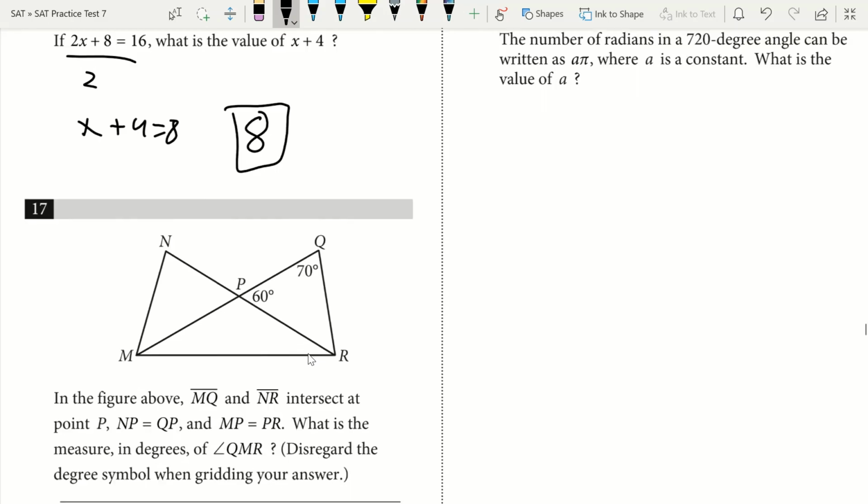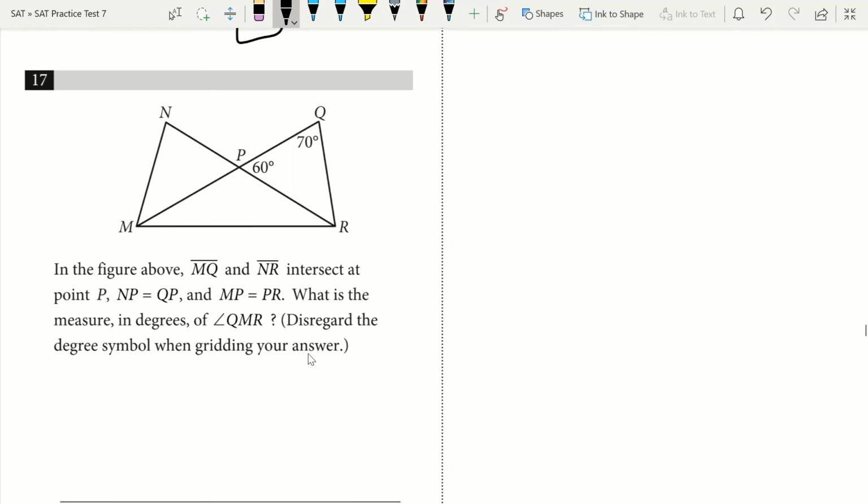Question 17. In the figure, MQ and NR intersect at point P. N to P is equal to Q to P, and M to P is equal to P to R. What is the measure of QMR? QMR is going to be my angle here. Solving for that, I see I have 60 here, which means I have to have 120 here to make this 180. Now I know that I have an isosceles triangle here, which means that my two angles here are going to be the same, so they each have to be 30. So my answer is going to be 30.